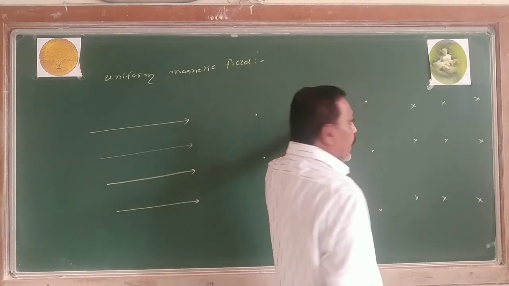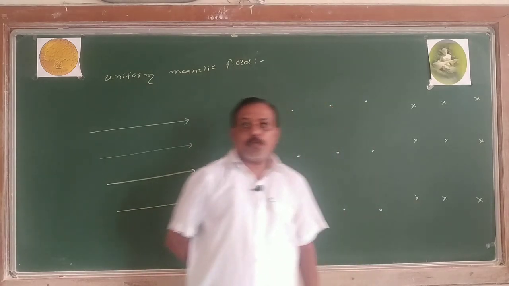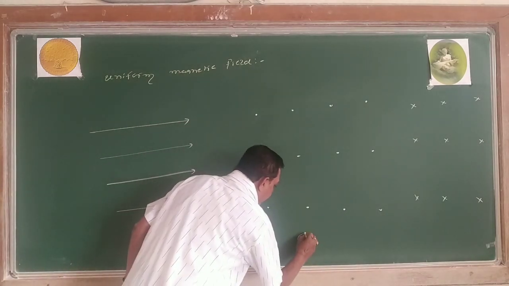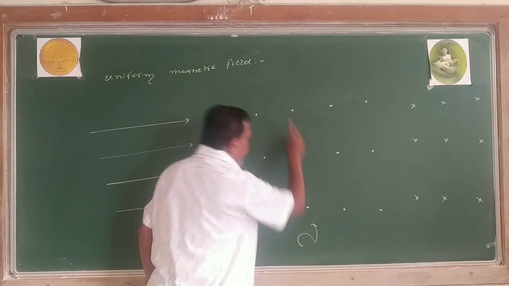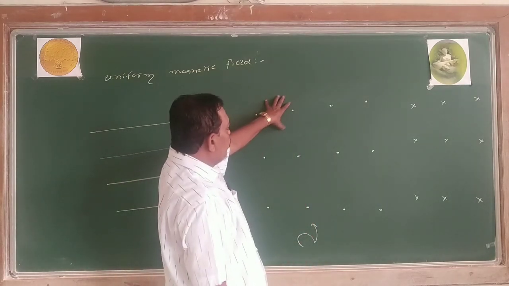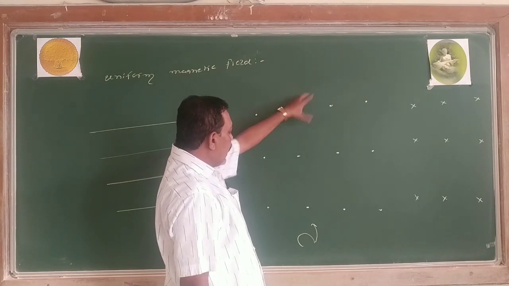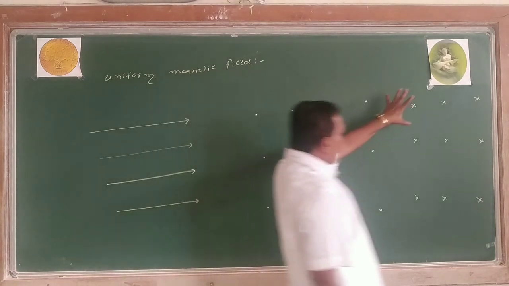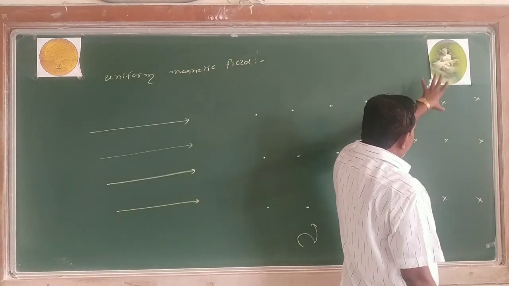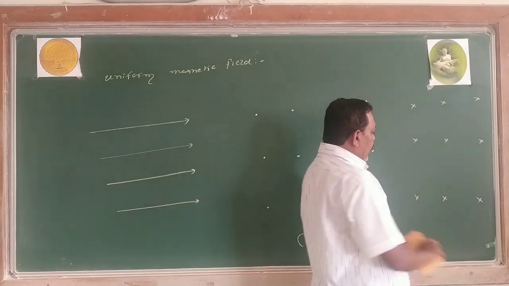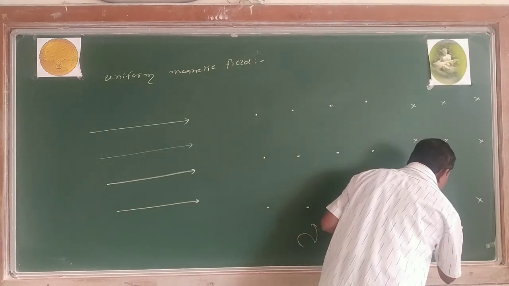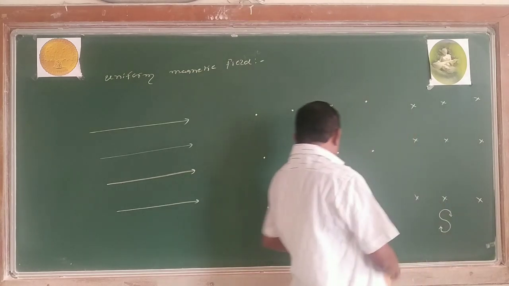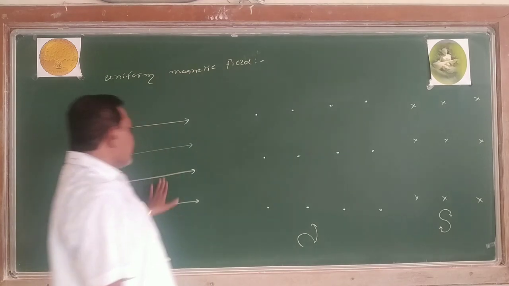This dot indicates the north pole, directed outwards. This is a uniform magnetic field where the field is perpendicular to the plane of the paper and directed outwards. This is also a representation of the uniform magnetic field, perpendicular to the plane of the paper and directed inwards, south, into the plane of the paper.